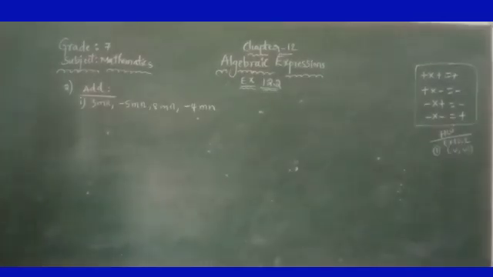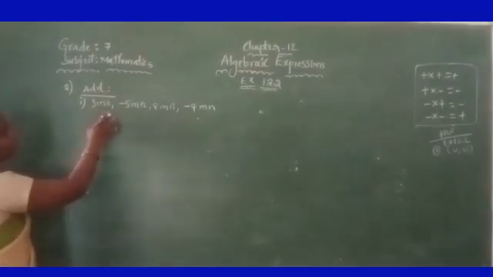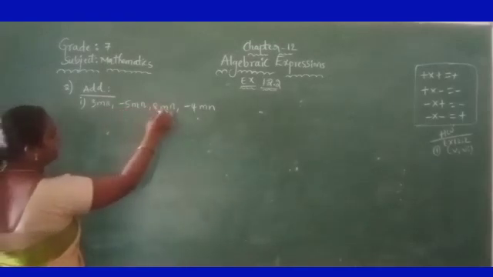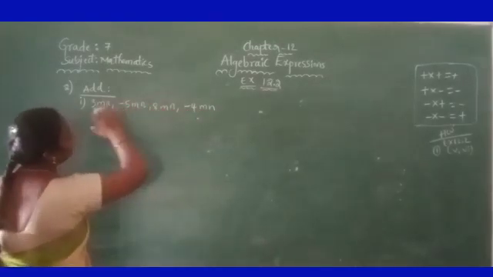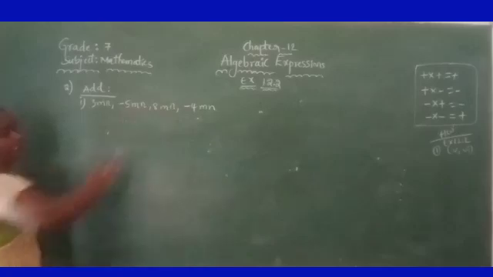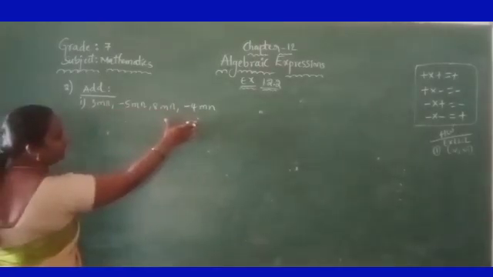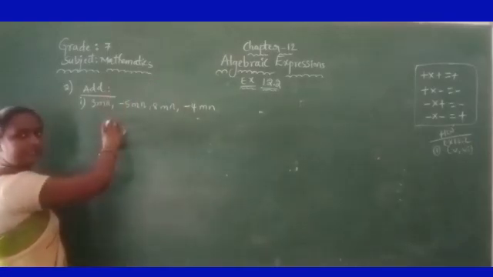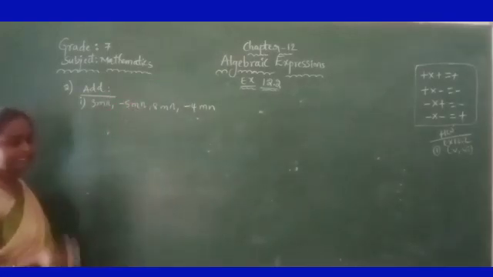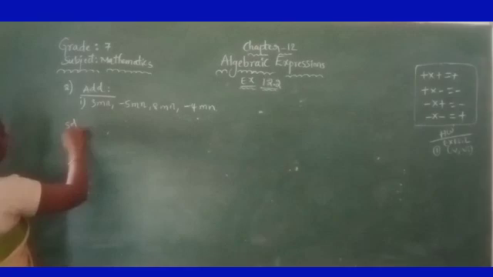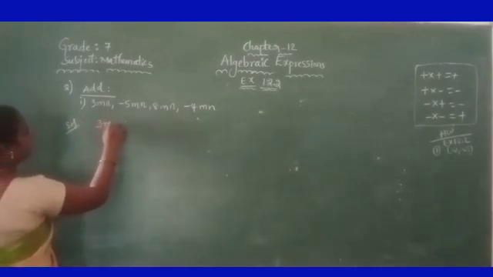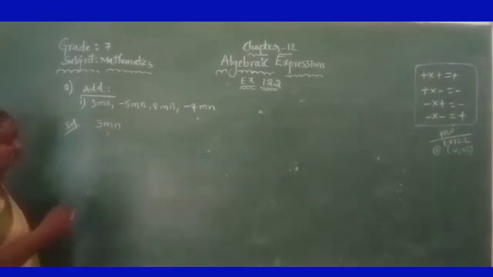Right, children? Second question. Add 3mn, minus 5mn, 8mn, minus 4mn. So four terms are there. Okay. So all are separated terms. We should combine all of these. Okay. Add means plus. Right. We have to add all of these by using the plus sign.